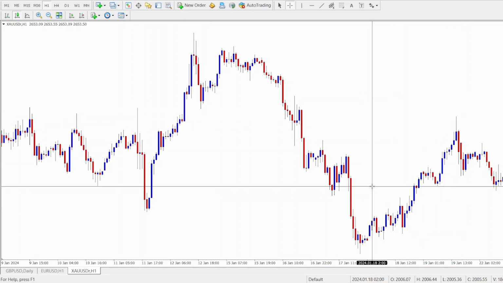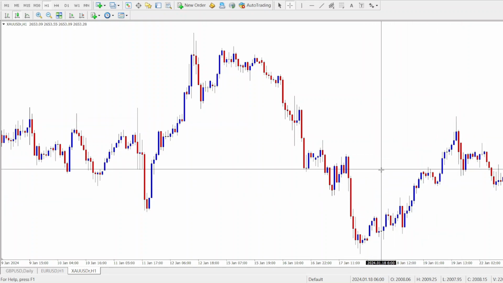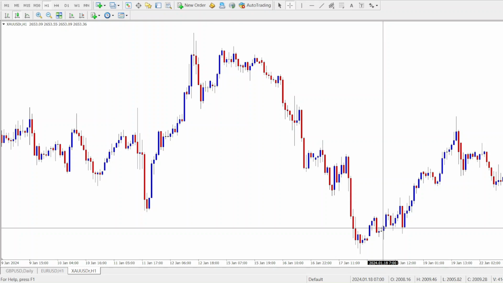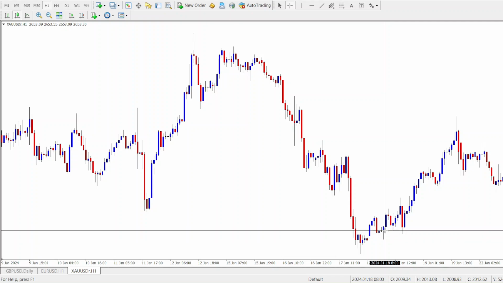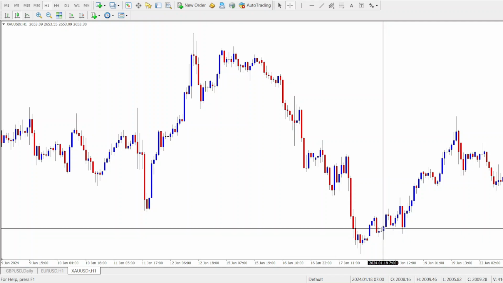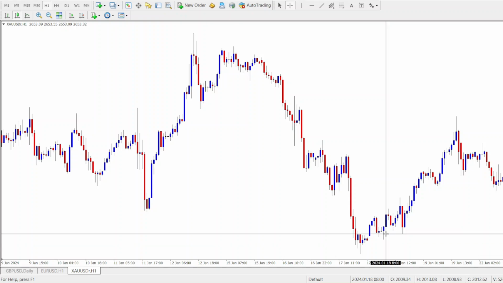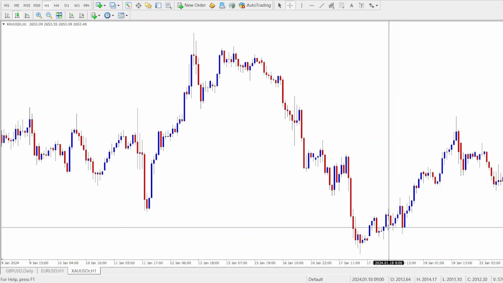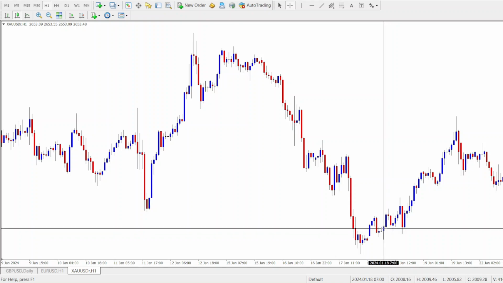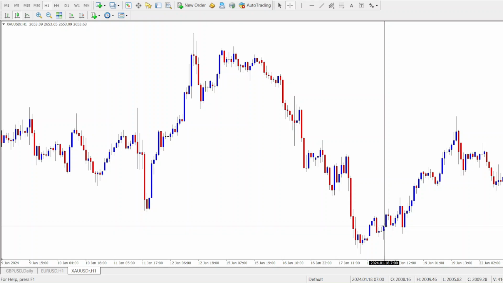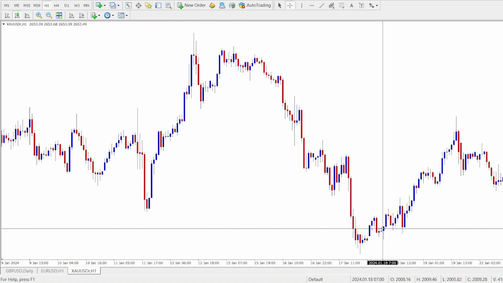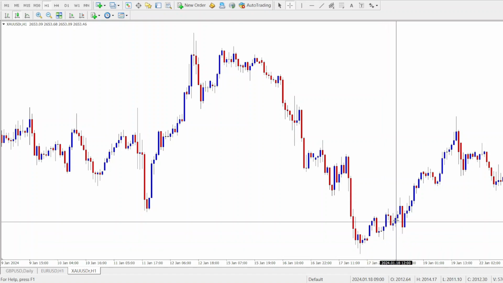Okay, so when you want to look for a hammer, the things to pay attention to is you have to look for a small body at the top of the candle and a long lower shadow. The lower shadow should be longer than the body, with little or no upper shadow. You can see the upper shadow here is very small. There is the wick on top. It's very small. The longer the wick, the stronger the signal.